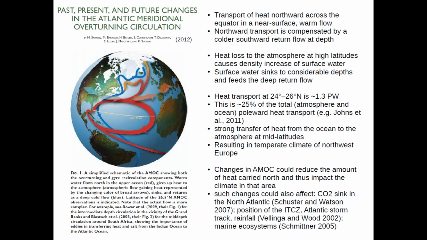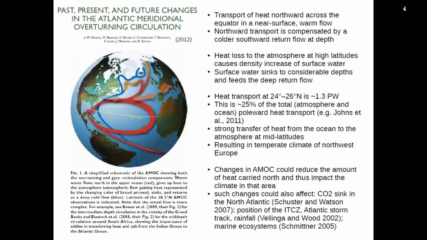And there's a strong transfer of heat from the ocean to the atmosphere in the subtropical North Atlantic, basically in the mid-latitudes. And that results in a relatively temperate climate in northwestern Europe. And so if the AMOC changes, then it could reduce the amount of the heat carried north and thus impact the climate in northwestern Europe.